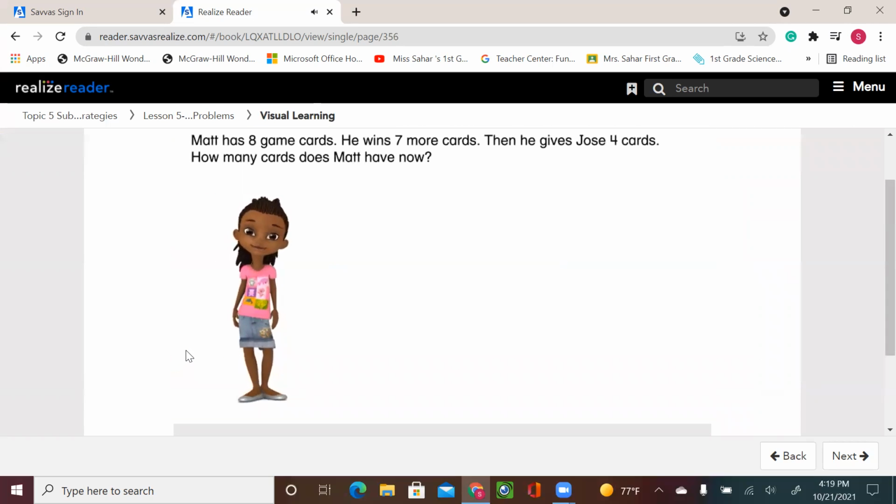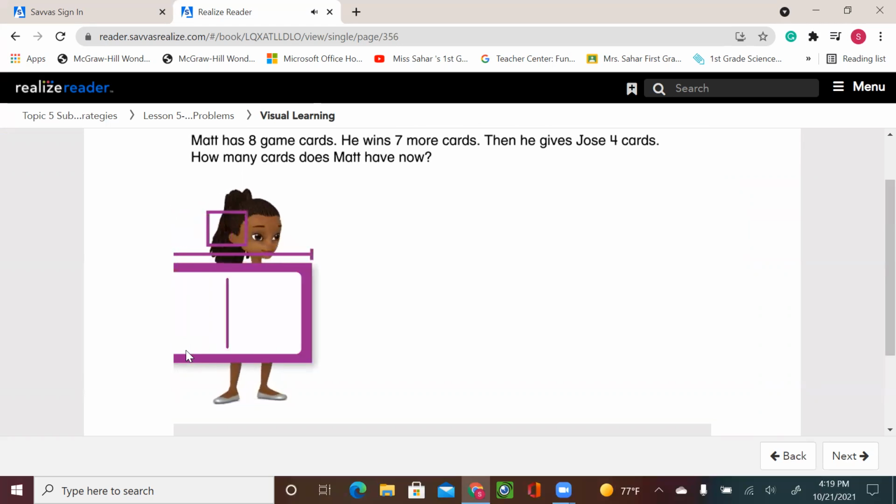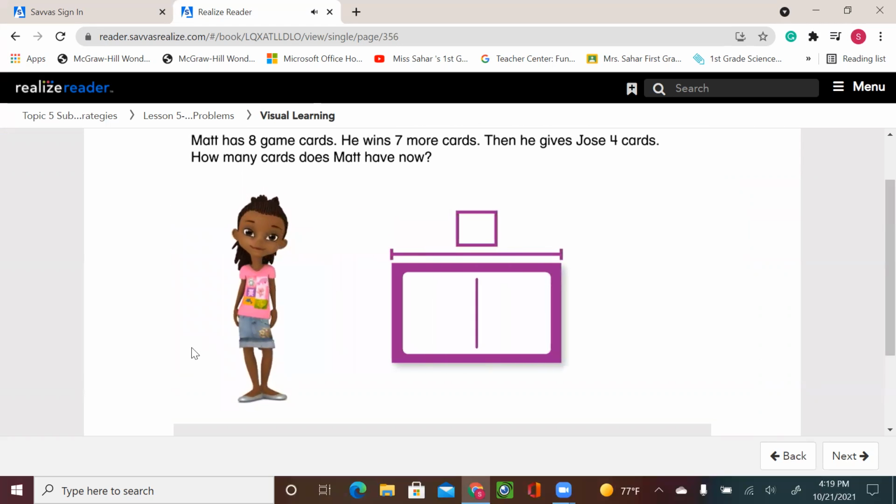Matt has 8 game cards. He wins 7 more cards. Then he gives Jose 4 cards. How many cards does Matt have now? You can use models to help solve each step.